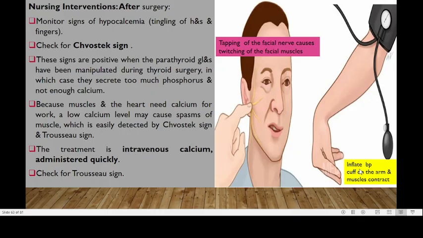The treatment is intravenous calcium that is administered quickly, and you check for Trousseau's sign, right? You inflate, and this is what you're about to see.